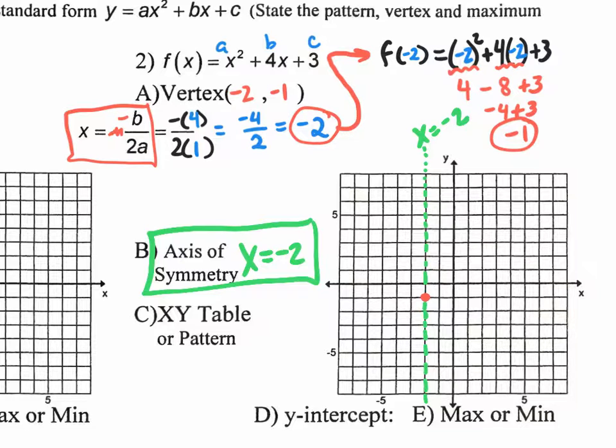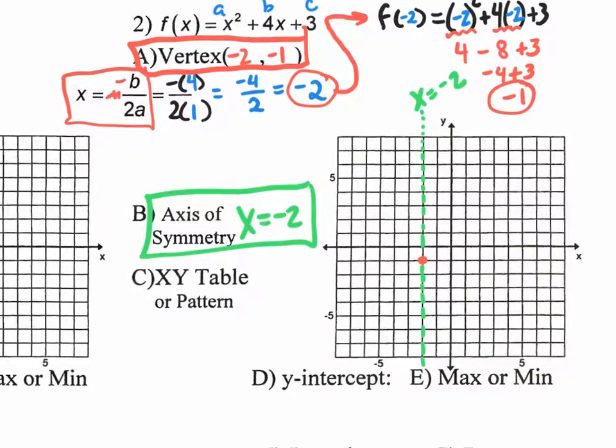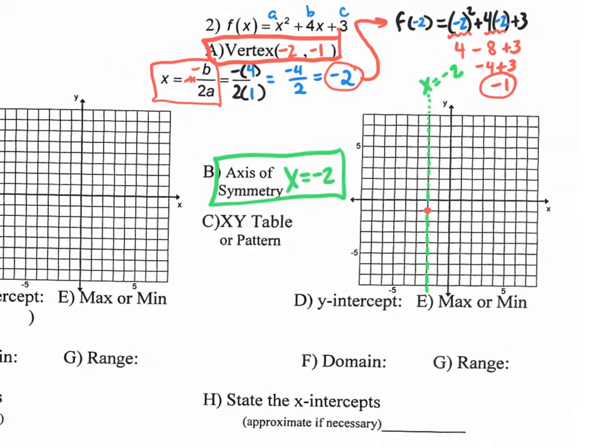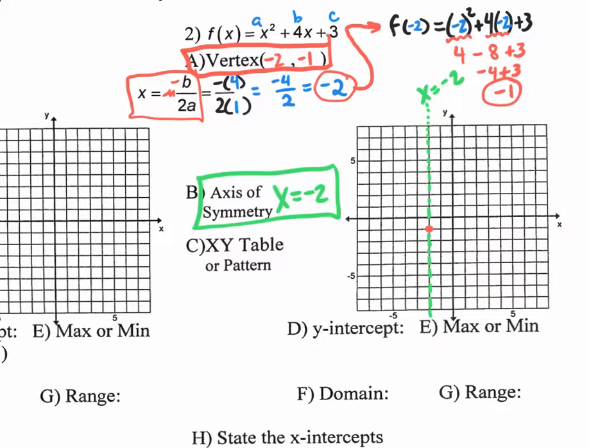Okay, so we have our vertex. That's what they wanted for the first part. We have the axis of symmetry. And now it's time to come up with more coordinates so we could actually graph this parabola. So it says to make an XY table or pattern. So it's totally up to you, whatever you feel more comfortable with. And I would always, I like to go with the pattern all the time. Even if I have to modify it, I like to go with the pattern.